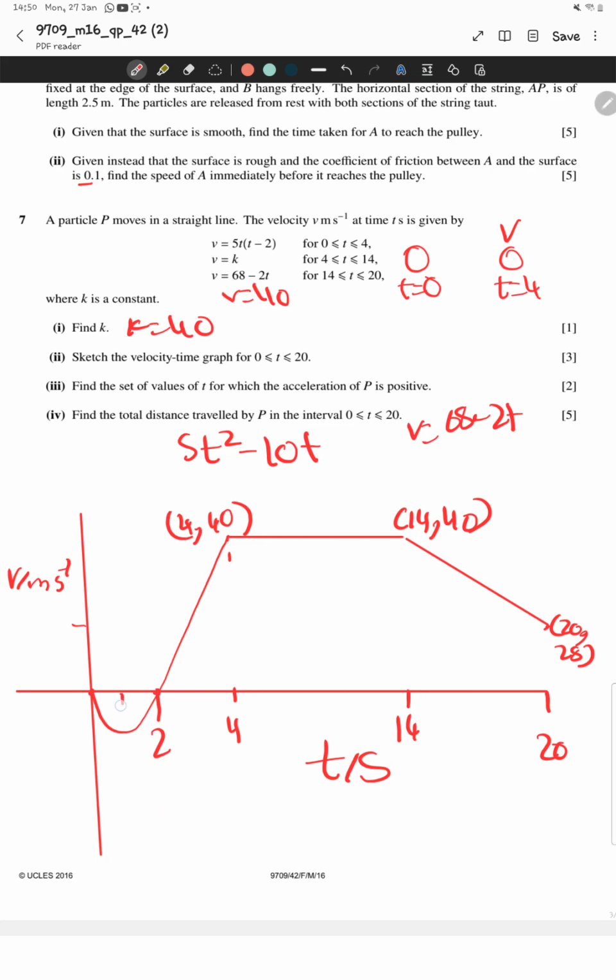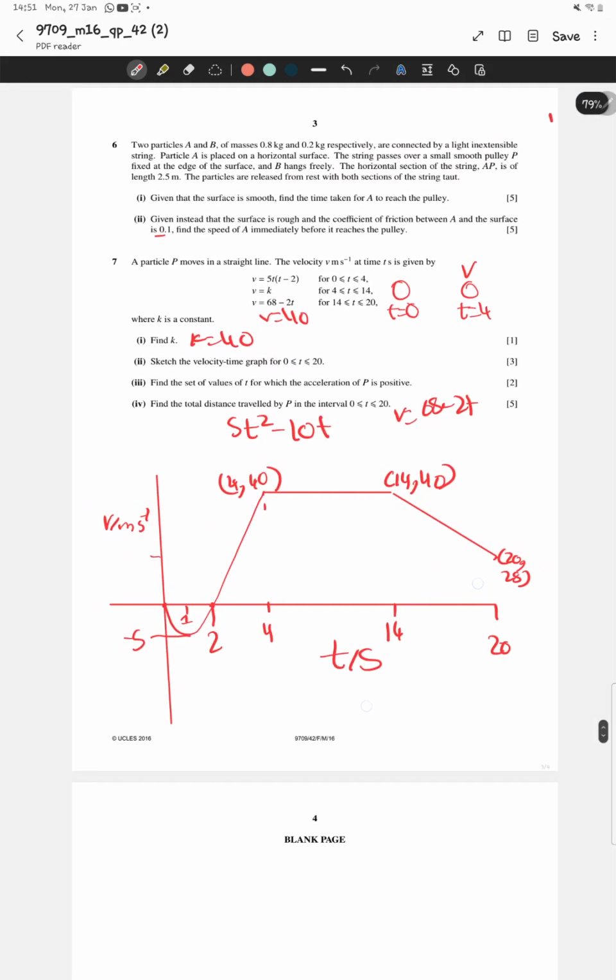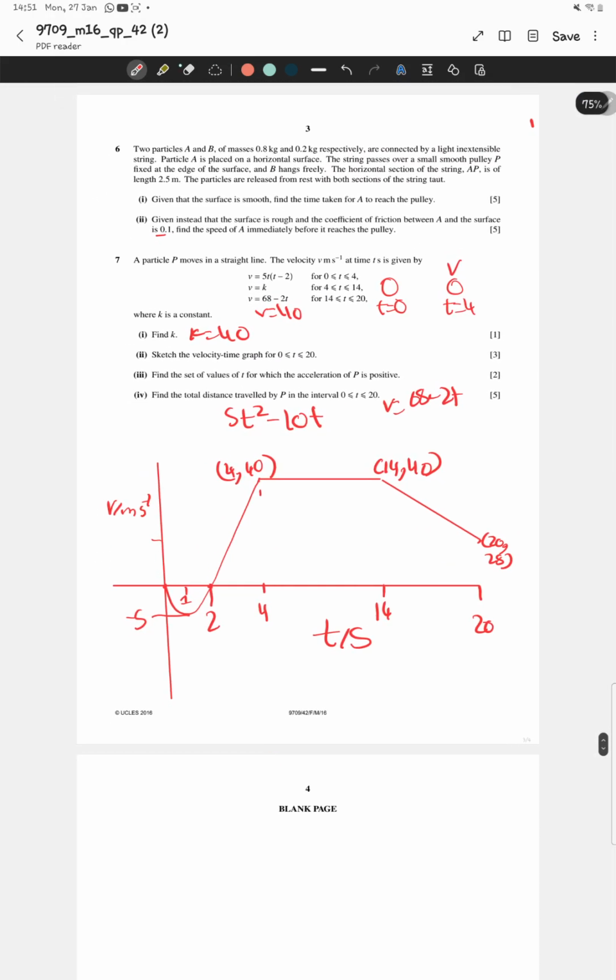Yeah, and then this will be minimum at 1. So 5 into 1 into 1 minus 2. Sorry, 1 minus 2 into 5. So this is minus 5. This is the minimum. Yeah, okay, this is the minimum, and that's the entire graph.